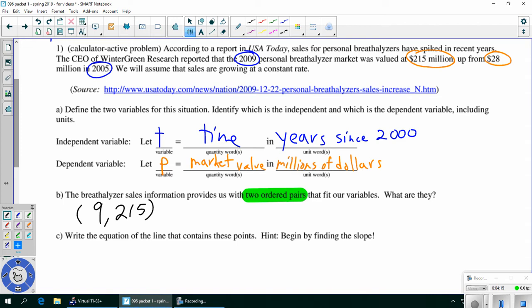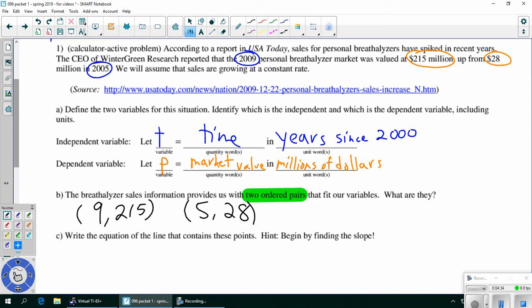All right, let's take a look at the other ordered pair, 2005. So that is 5 years from 2000. And it's up from 28 million. Some students think they're supposed to subtract, like 215 minus 28. No. It's just 28 million. We're telling you it was 28 million, not that it went up 28 million.